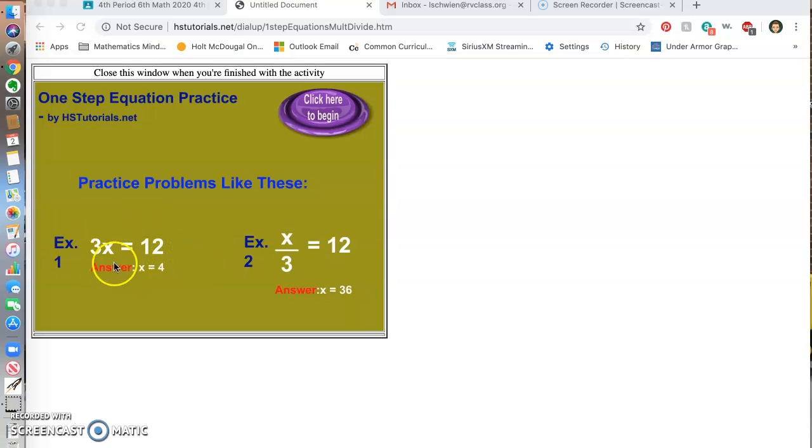In order to solve a multiplication equation, you're going to divide, and I will show you how to do that in a second. In order to solve a division equation, you're going to do the opposite. You're going to multiply, and you'll see some of those. All right, so here we go.